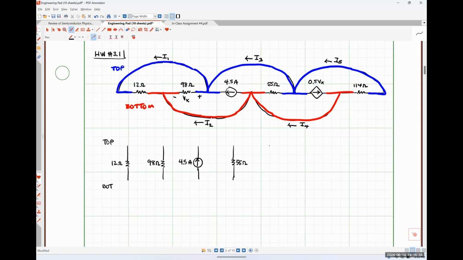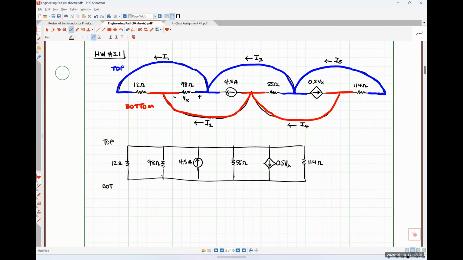Between the top and bottom nodes, we have that dependent source, where the current is flowing from the top node to the bottom node. So that's why I drew the arrow in that particular direction. And then lastly, over here on the right, we have our 114 ohm resistance. And now I'm just going to connect all this together on the top. Connect all this together on the bottom.